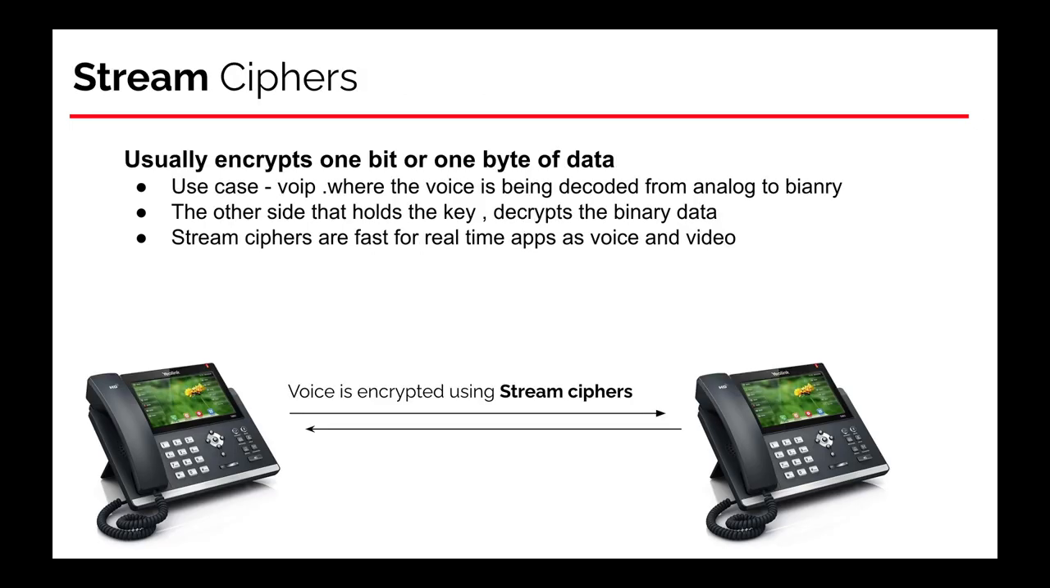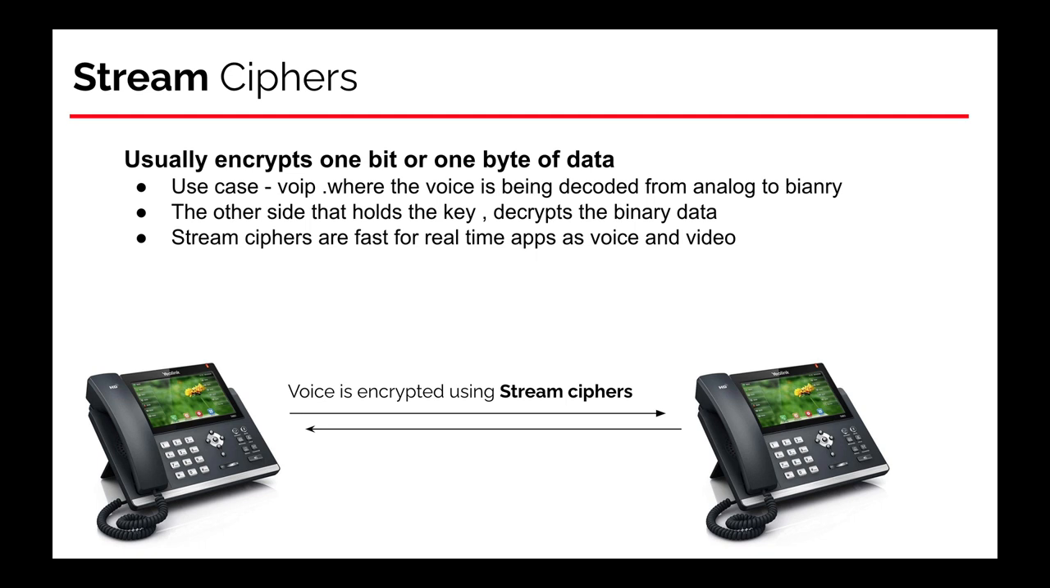Now, a stream cipher usually encrypts a bit or one byte of data. Since it encrypts only small chunks of data, it is much faster than a block cipher. Though I should say that in today's hardware, that is barely noticeable. Let's take a use case, which is a voice over IP call or any other real-time application. Both parties, as we said, hold the same key.